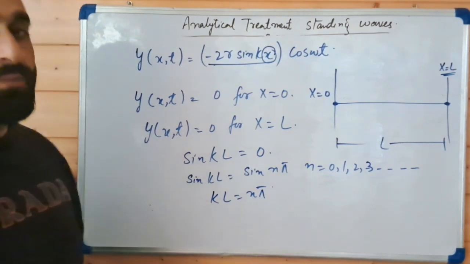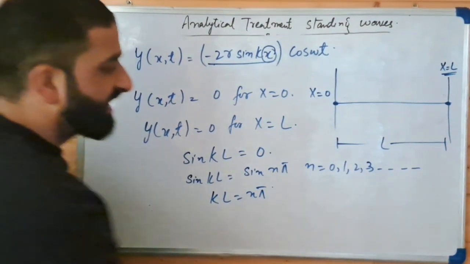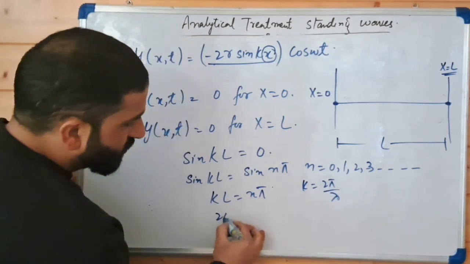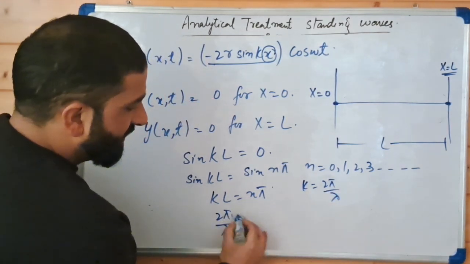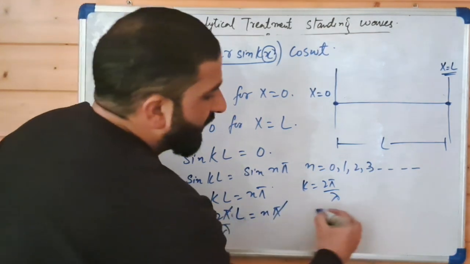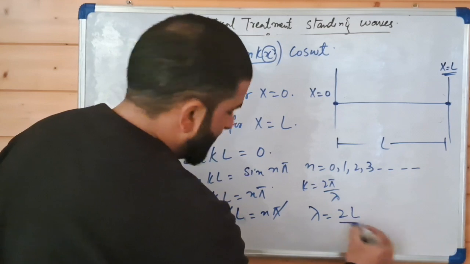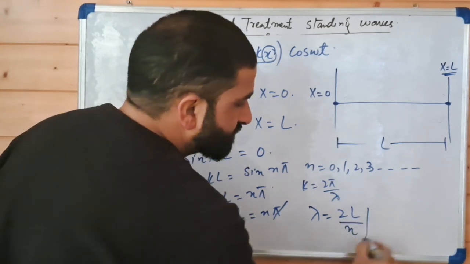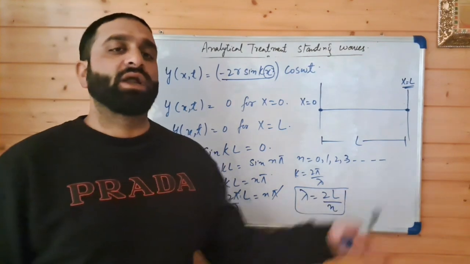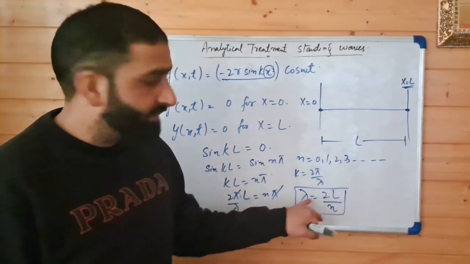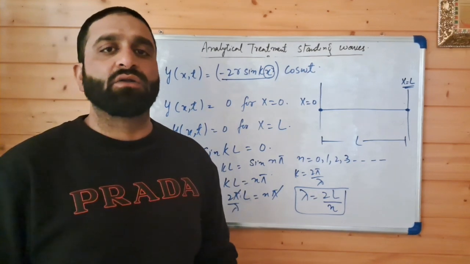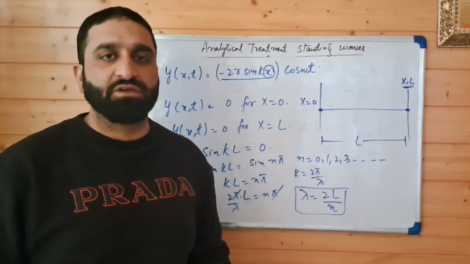We know that k is a propagation constant, and propagation constant k is equal to 2π divided by λ. So here (2π/λ) times L is equal to nπ. π and π cancel, so λ is equal to 2L divided by n, where n can have different values 1, 2, 3, 4, and 5. This is the wavelength λ, that is equal to 2L/n. So this is the analytical treatment of the standing or stationary waves. Thank you.